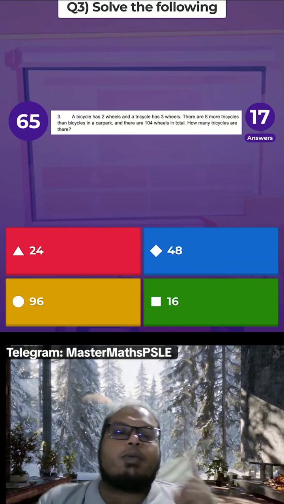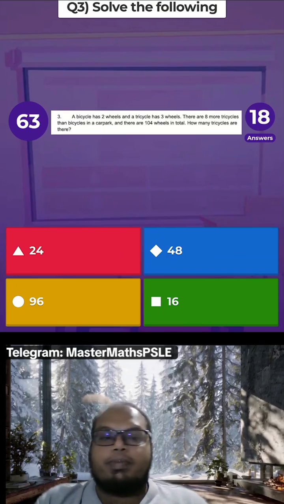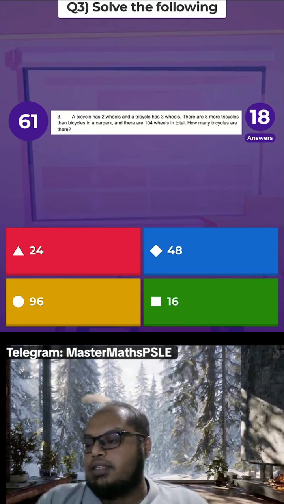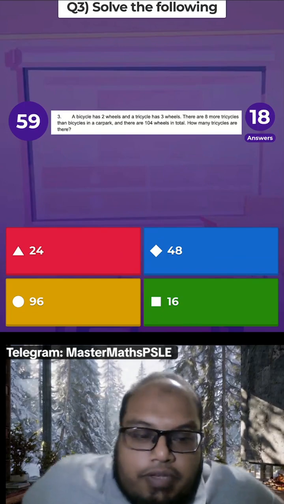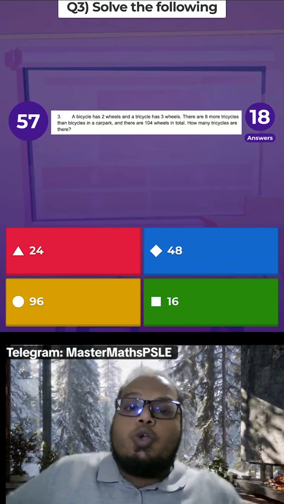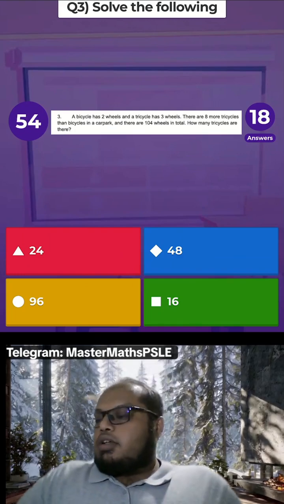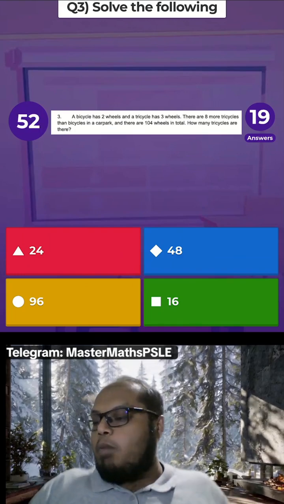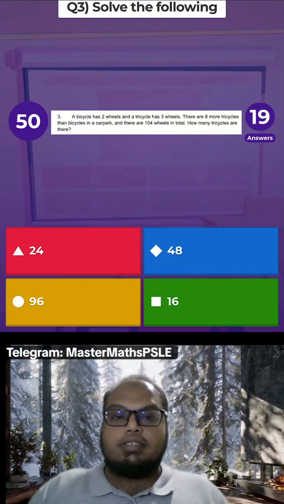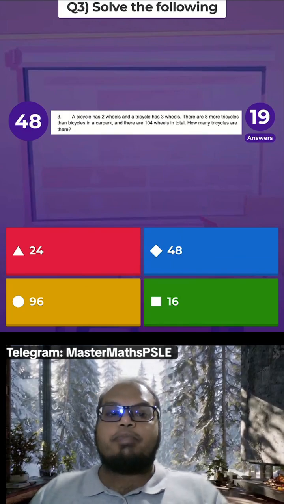One more minute to solve this question for those remaining people who haven't answered yet. If you are stuck, remember this: how do you make them equal? Currently, there are 8 more tricycles than bicycles. So now you've got more. How do you make it opposite?